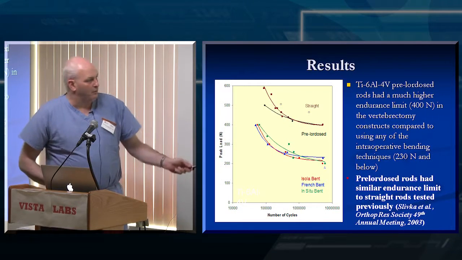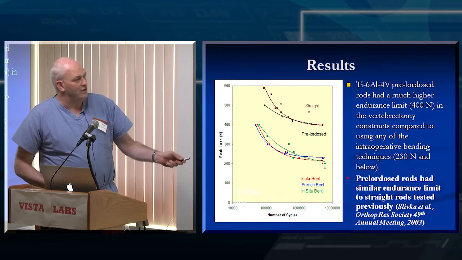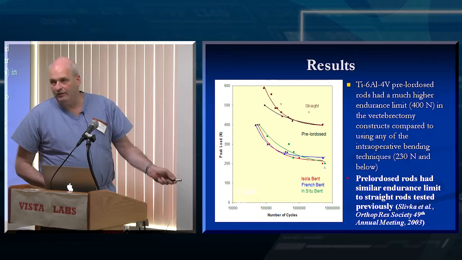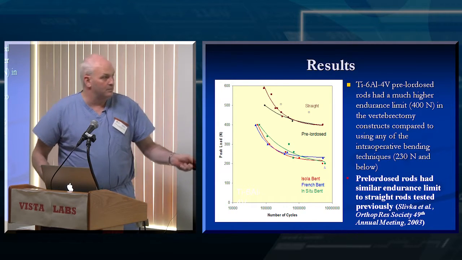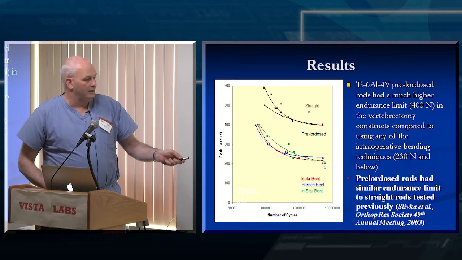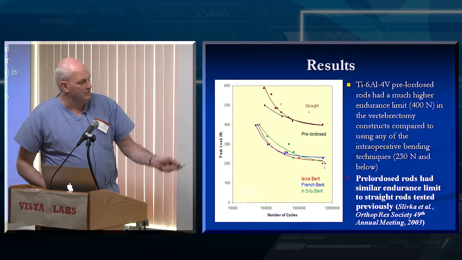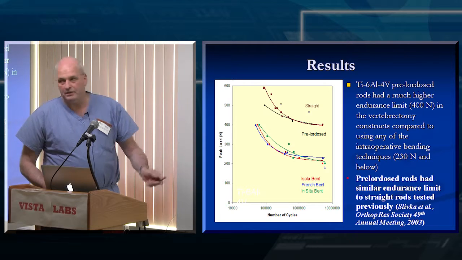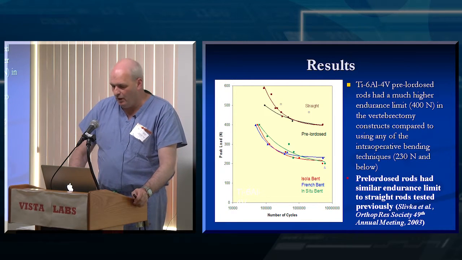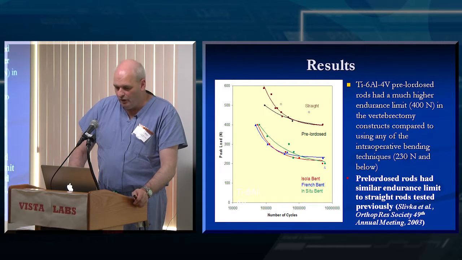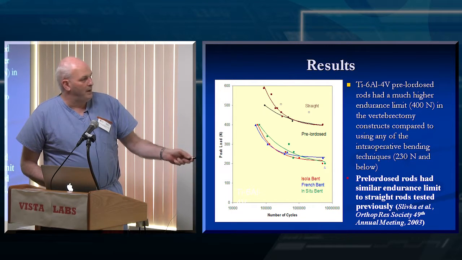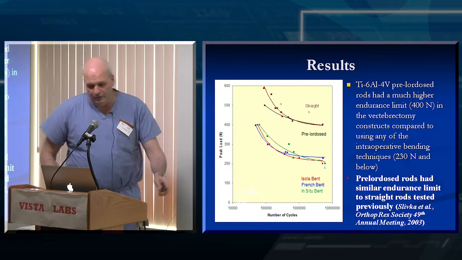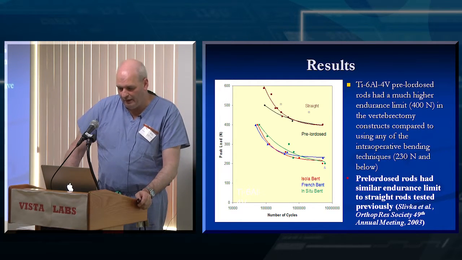You can see that the pre-lordosed rods are substantially stronger than any of the ones that we bend as surgeons. You can see the difference between these is really great. If you look at the millions of cycles and the forces across them, it's a way stronger way to bend the rod. You can also see that straight rods are maybe a little bit better than the pre-lordosed rods, at least early on, with the forces that are present.